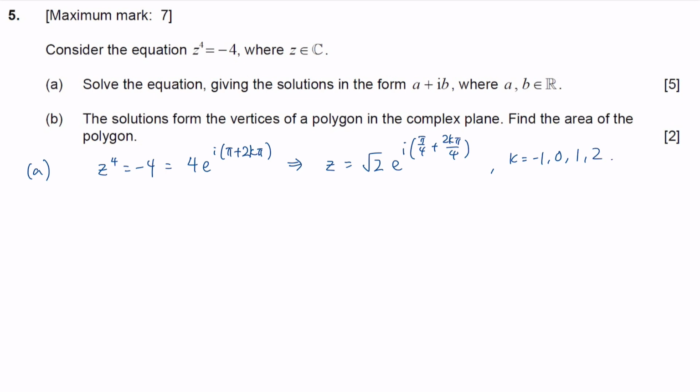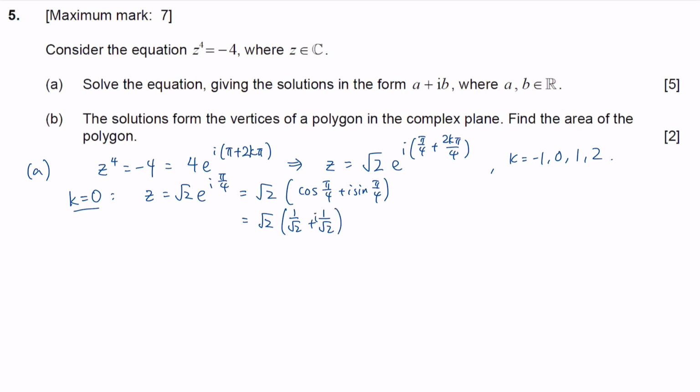Now we need to give the solutions in the form a plus ib. So let's substitute. If you let k equal 0, what happens? K equals 0 gives me z equals root 2 e to the power of i pi over 4, which is root 2 times cosine pi over 4 plus i sine pi over 4, which equals root 2 times 1 over root 2 plus i times 1 over root 2, which is 1 plus i.